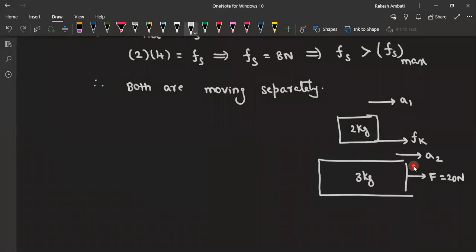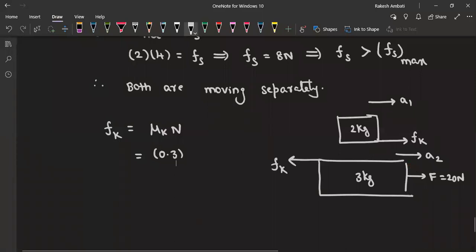Then on the 3 kg block, what is the direction of the kinetic frictional force? Backwards. Then you consider the 2 kg block. And one more thing here, how to find Fk first of all? Mu k into N, correct. And the mu k value given is 0.3. We are finding this kinetic frictional force between the surfaces. On this rough surface, N equals m1g.